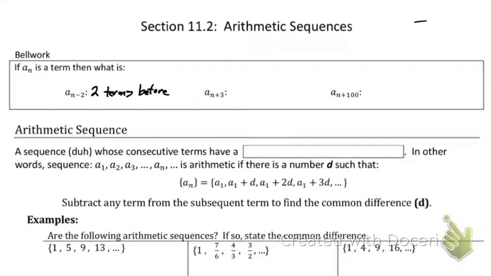Okay, so a sub n minus 2 is 2 terms before. A sub n plus 3 would be 3 terms after. And n plus 100 would be 100 terms after.